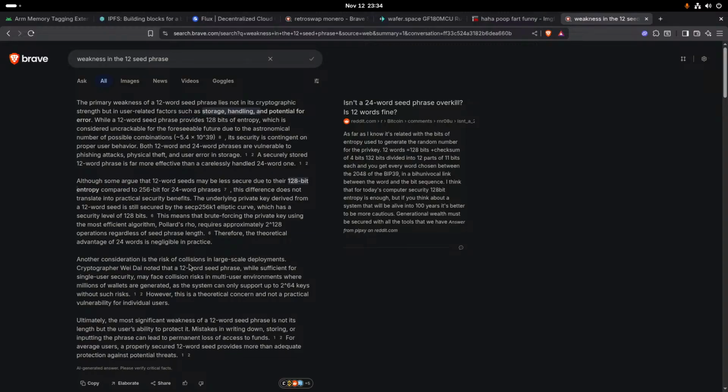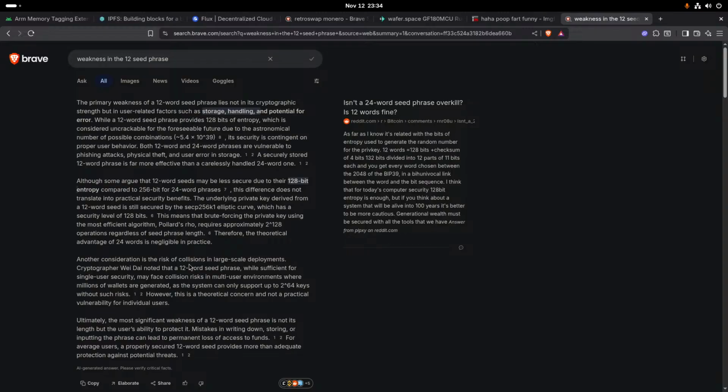So 128 bits of entropy is considered uncrackable for the foreseeable future due to the astronomical number of possible combinations, 5.4 x 10 to the power of 39. Its security is contingent on proper user behavior. Both 12-word and 24-word phrases are vulnerable to phishing attacks, physical theft, and user storage error. So it's not really that the randomness is so good, it can be so weak.